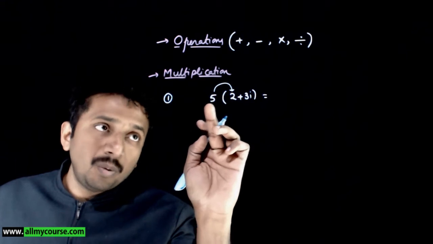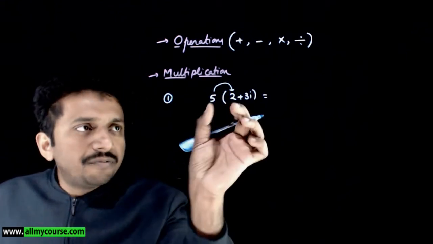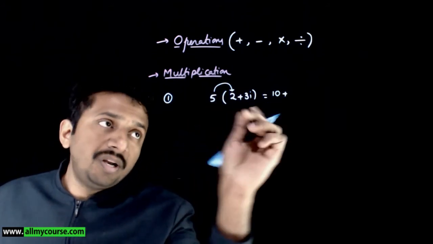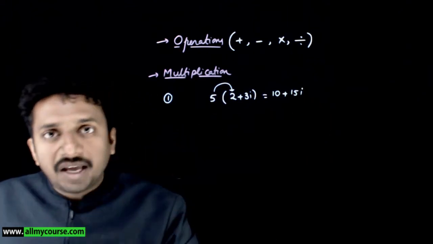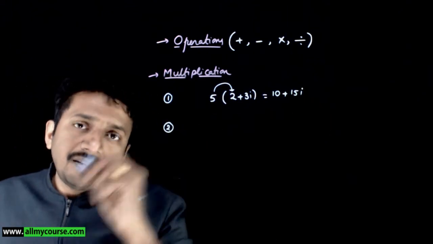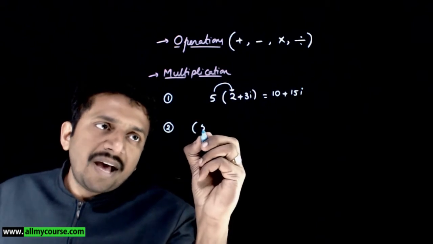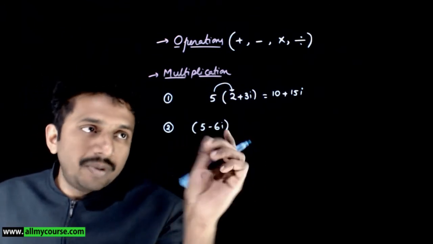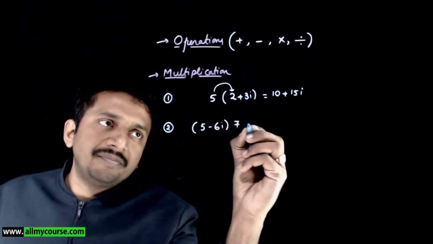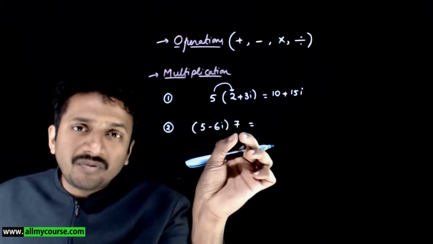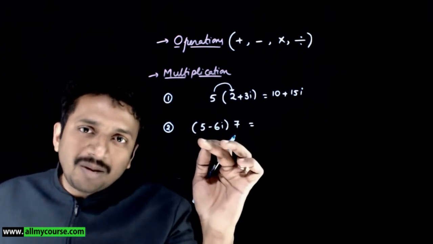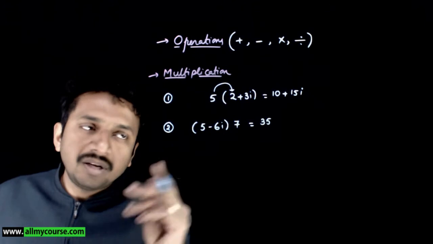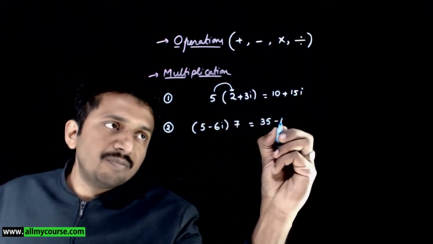So you multiply this with the real part as well as the imaginary part. So 5 into 2 is equal to 10 plus 5 into 3i is 15 times i. Next, let us take an example. 5 minus 6i. If you want to multiply this complex number with a real number 7, again you do the multiplication as we do bracket expansion. So 5 into 7 is equal to 35, minus 6i into 7 is minus 42i.